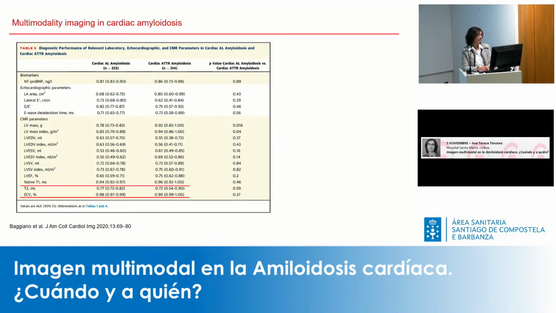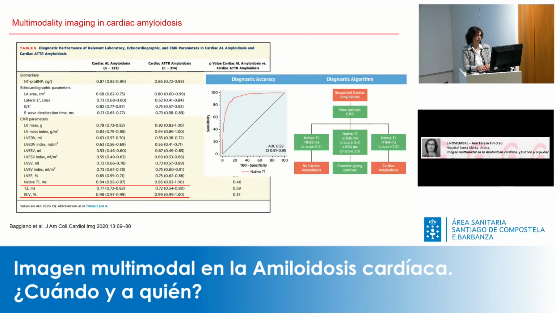Native T1, which can be done without contrast, and extracellular volume are indeed two important markers of amyloidosis, and they have a very high predictive accuracy for diagnosis of both AL and ATTR cardiac amyloidosis. So cardiac magnetic resonance is a very important tool for the diagnosis, and in my opinion, every patient with a suspicion of amyloidosis should undergo a CMR.